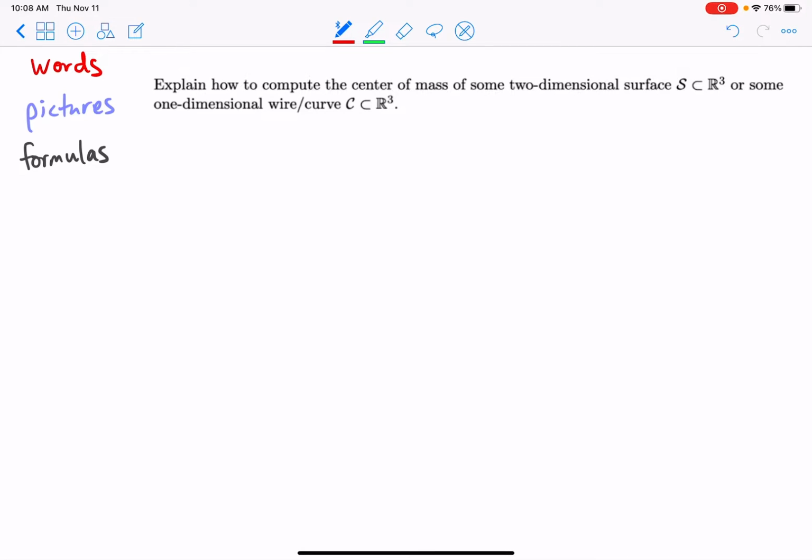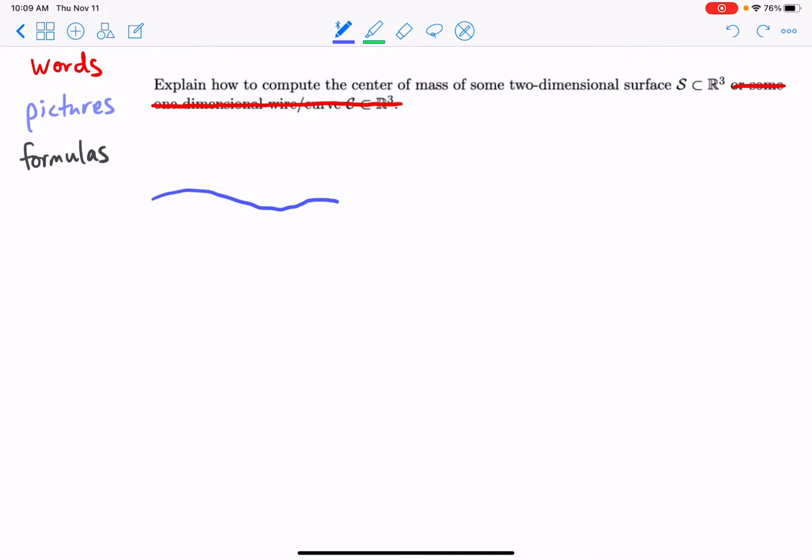Okay, hello everybody. So this problem is about the center of mass. We're actually just going to get rid of the one-dimensional wire and ask you to compute or explain the center of mass for a surface in R3.